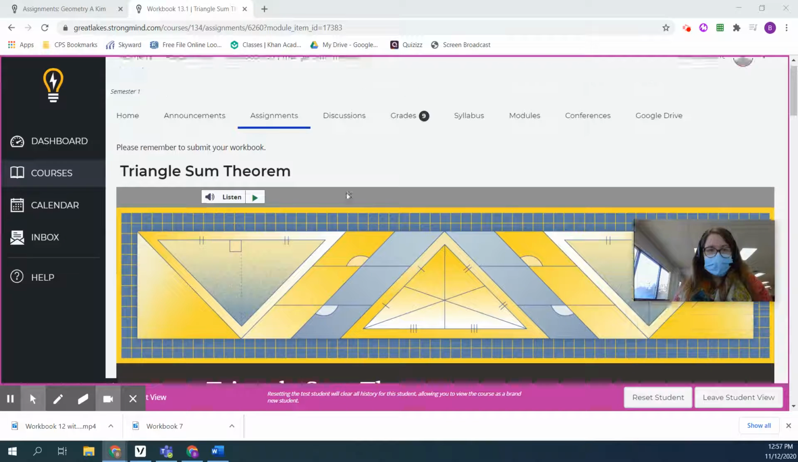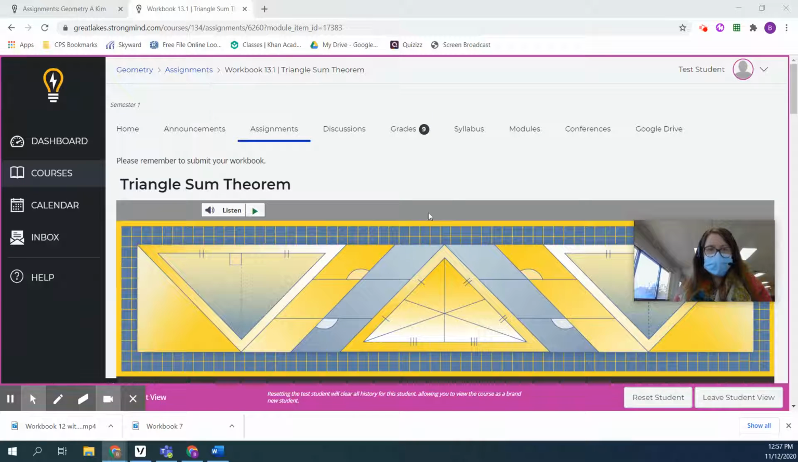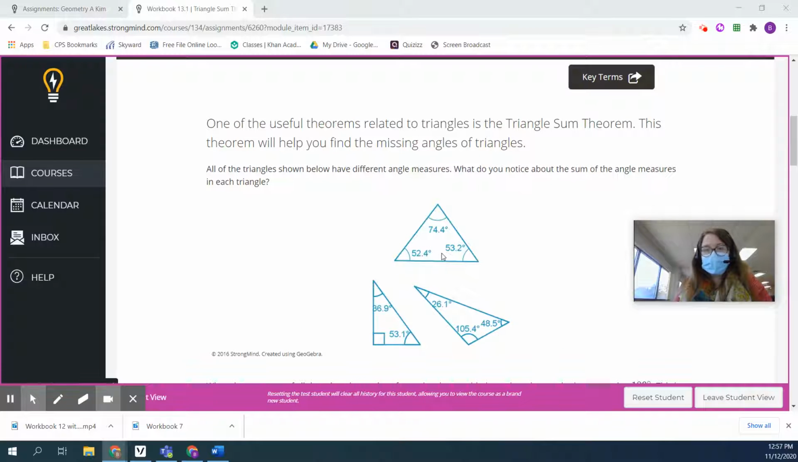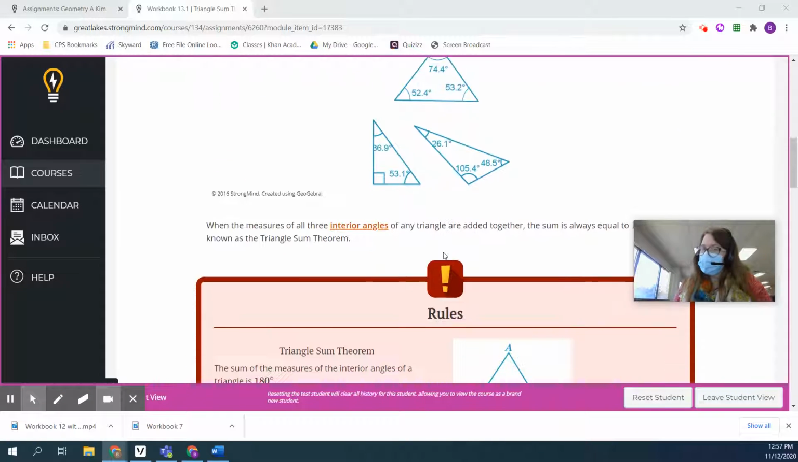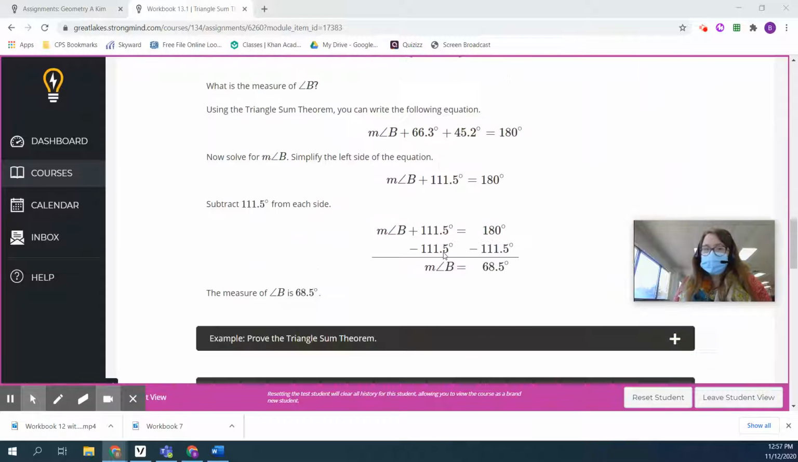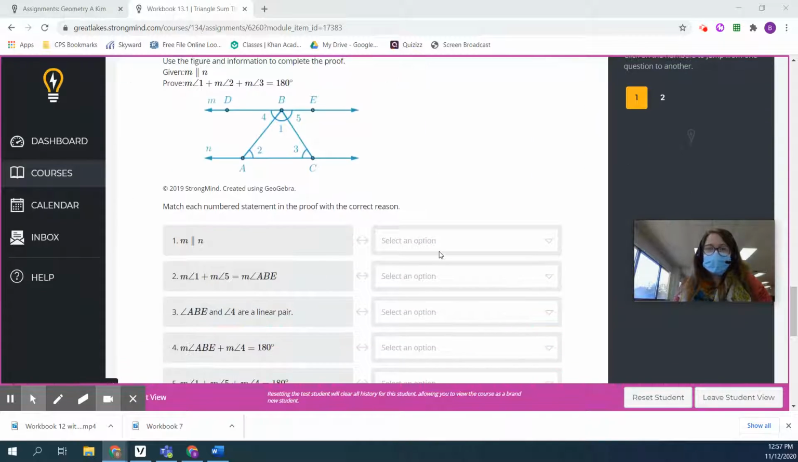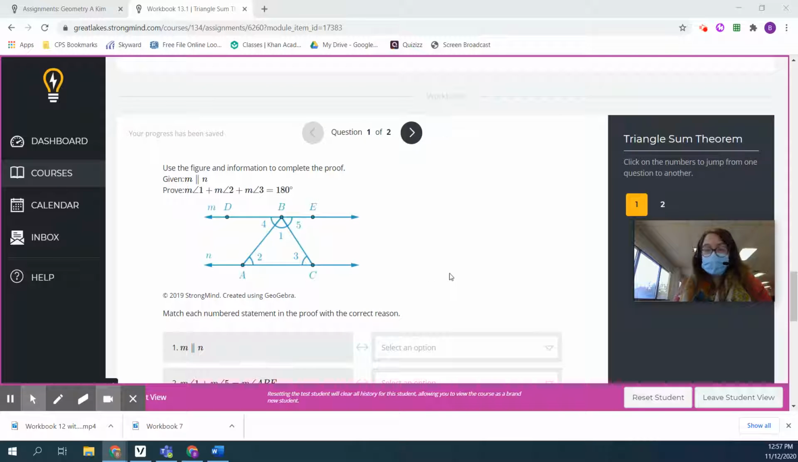Okay, this is 13.1, the triangle sum theorem, which basically just says if you add all the angles of a triangle up, it adds to 180. You probably already know this. So I'm just going to skip down to the bottom of it, and we're going to go into some details. These two problems are both proofs, and they're wicked, so buckle up.